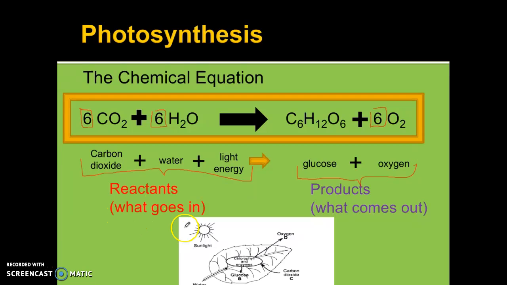Reactants meaning what goes into the equation, and products meaning what comes out of the reaction. So basically, plants are going to get carbon dioxide from the atmosphere.